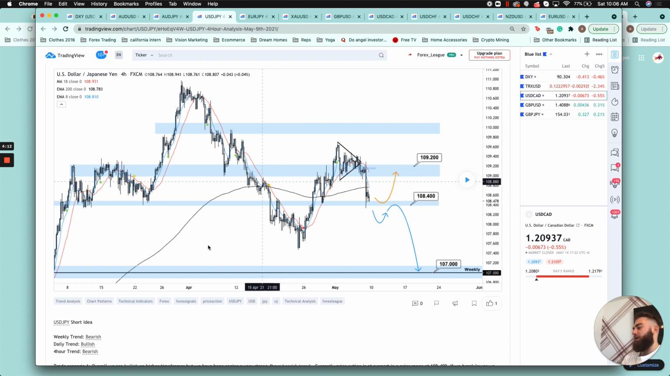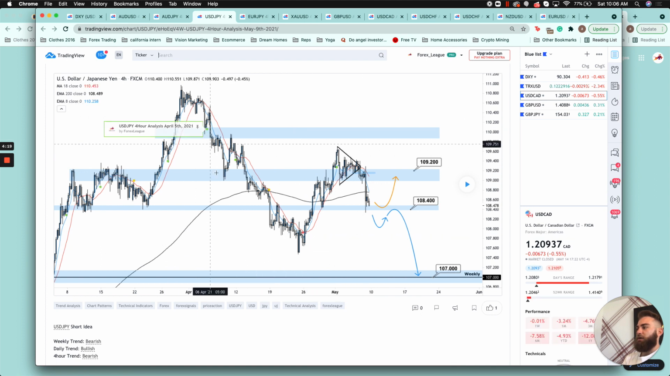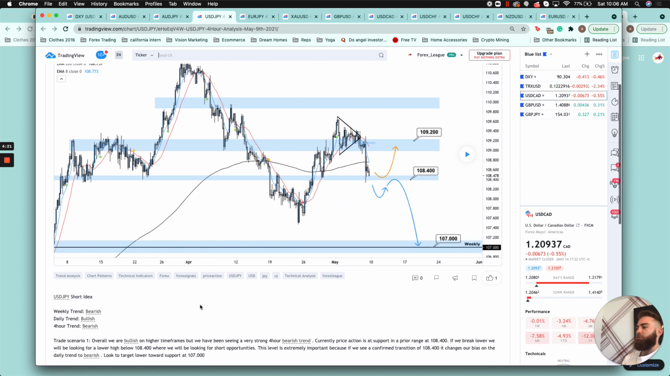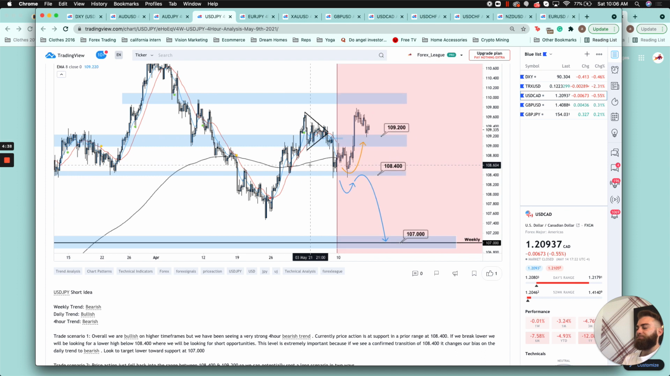So we were bearish on the weekly, bullish on the daily, and bearish on the 4 hour. So this one was a little bit confusing when it comes to time frame correlation here. Trade scenario one, we're looking for support at this 108,400 area. So that's basically this support level that was holding along with resistance. And then trade scenario two is if we got a break of this level, we look for it to dump down into this weekly support.